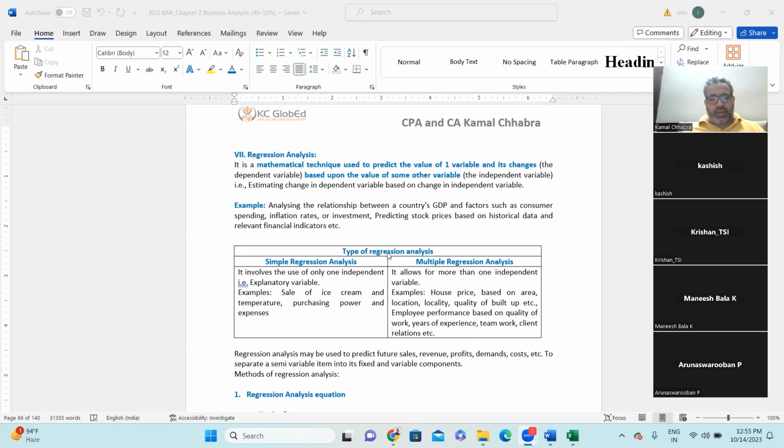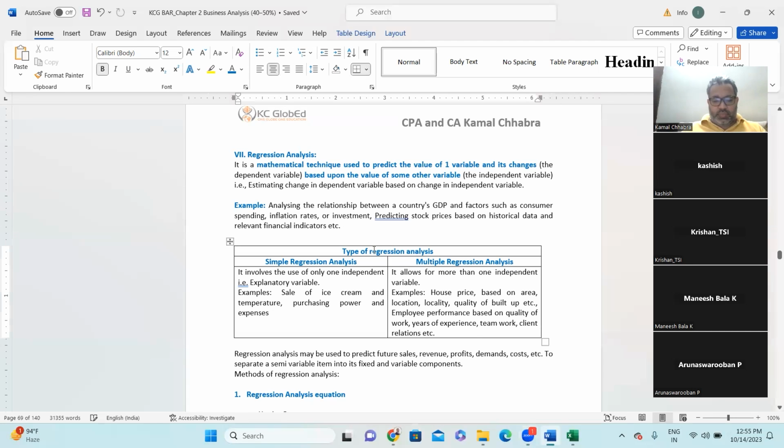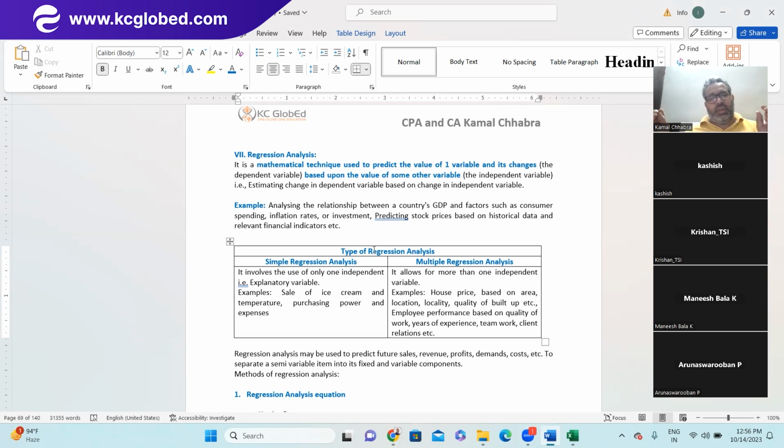There are two types of regression analysis. One is single regression analysis. Second is multiple regression analysis. What is single regression analysis? Like car price and the energy source price, which can be petrol, diesel, or electric. So that is single regression analysis.